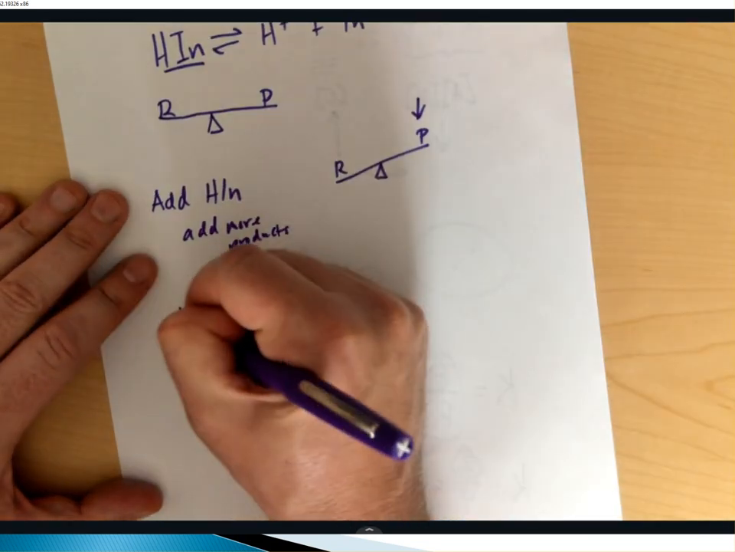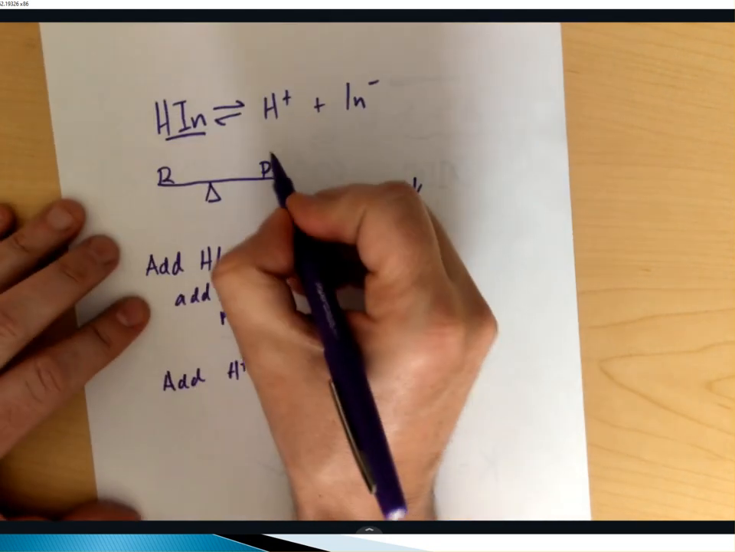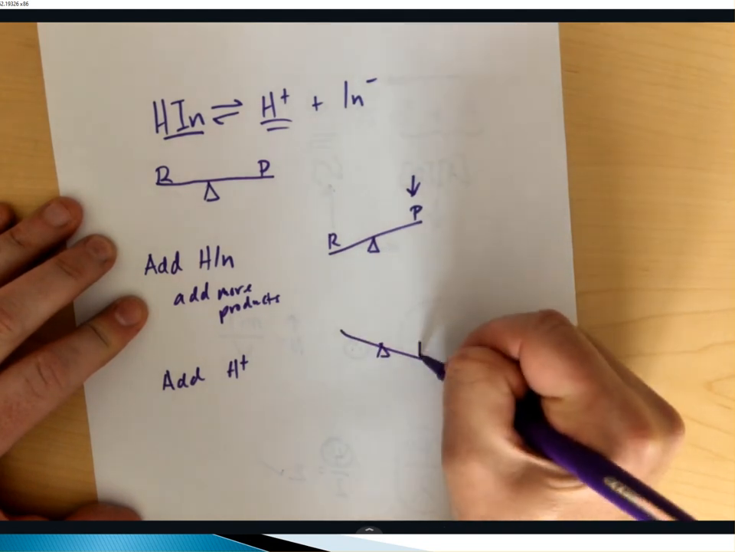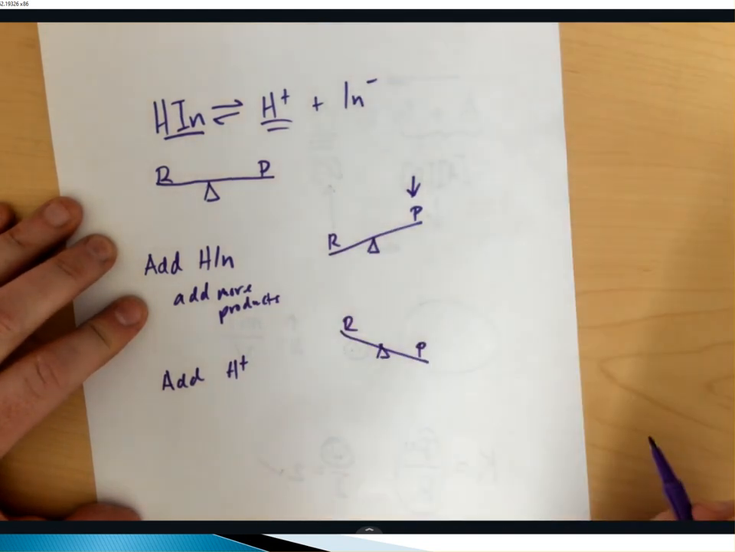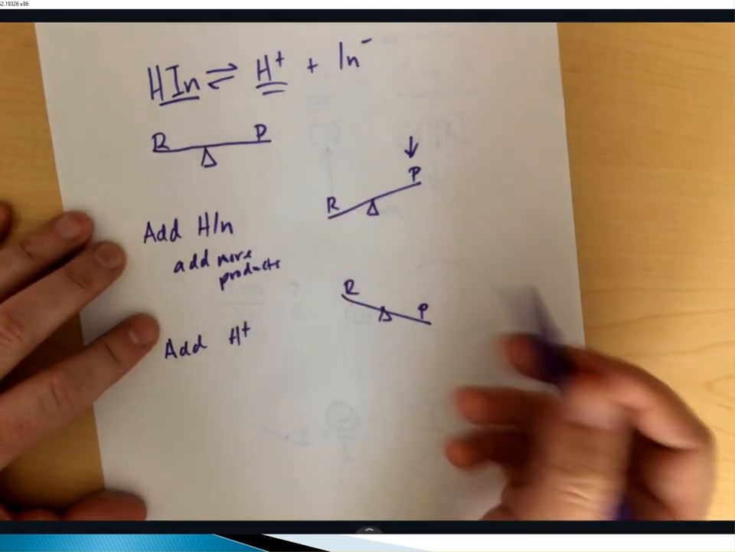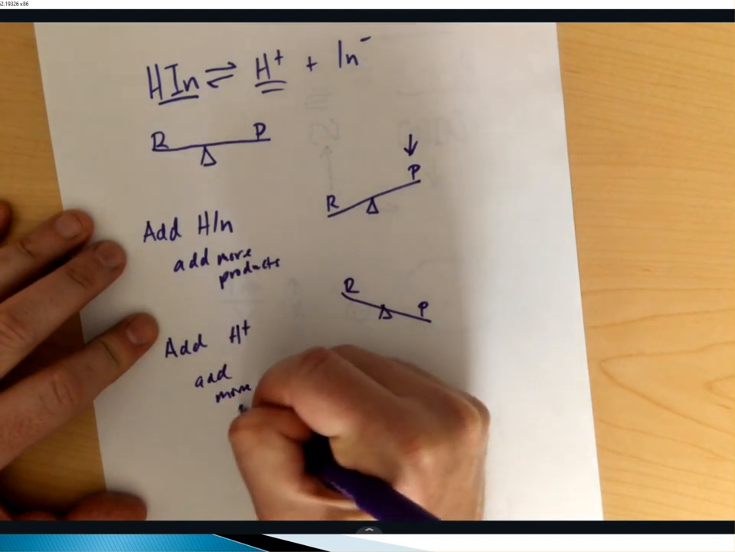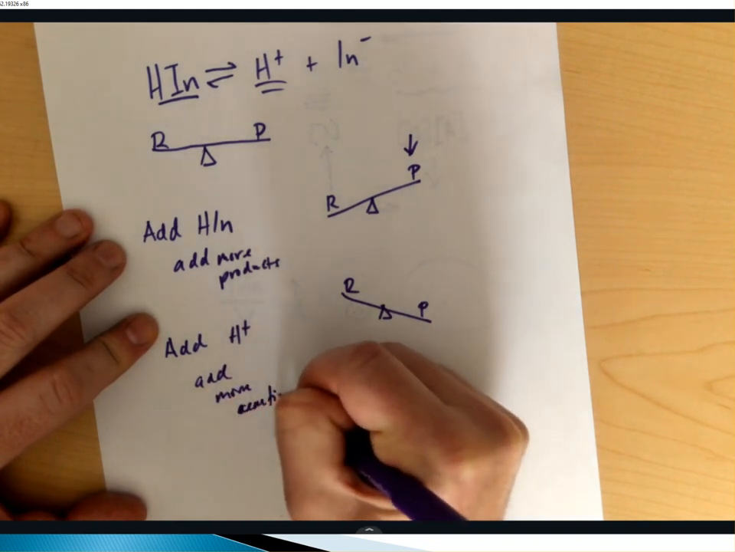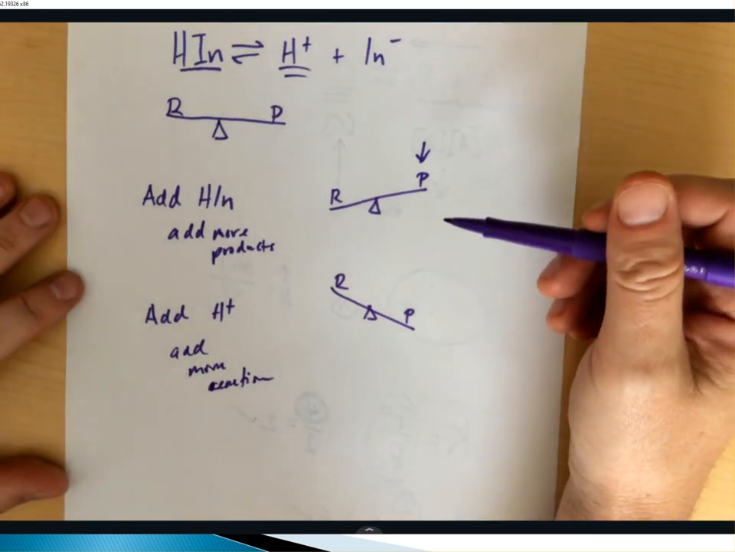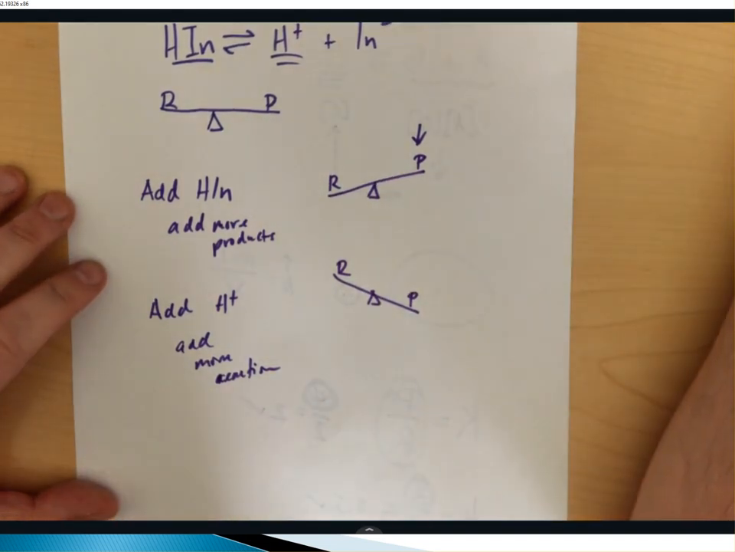Well, what if we added H plus? Well, H plus is a product, so adding H plus would cause our seesaw to tilt like so. So what would we have to do to get back to equilibrium? We'd have to add more reactants. So think about it kind of like a seesaw. Doing this throws the seesaw out of whack in which way? What do we have to do to get it back to a state of balance?